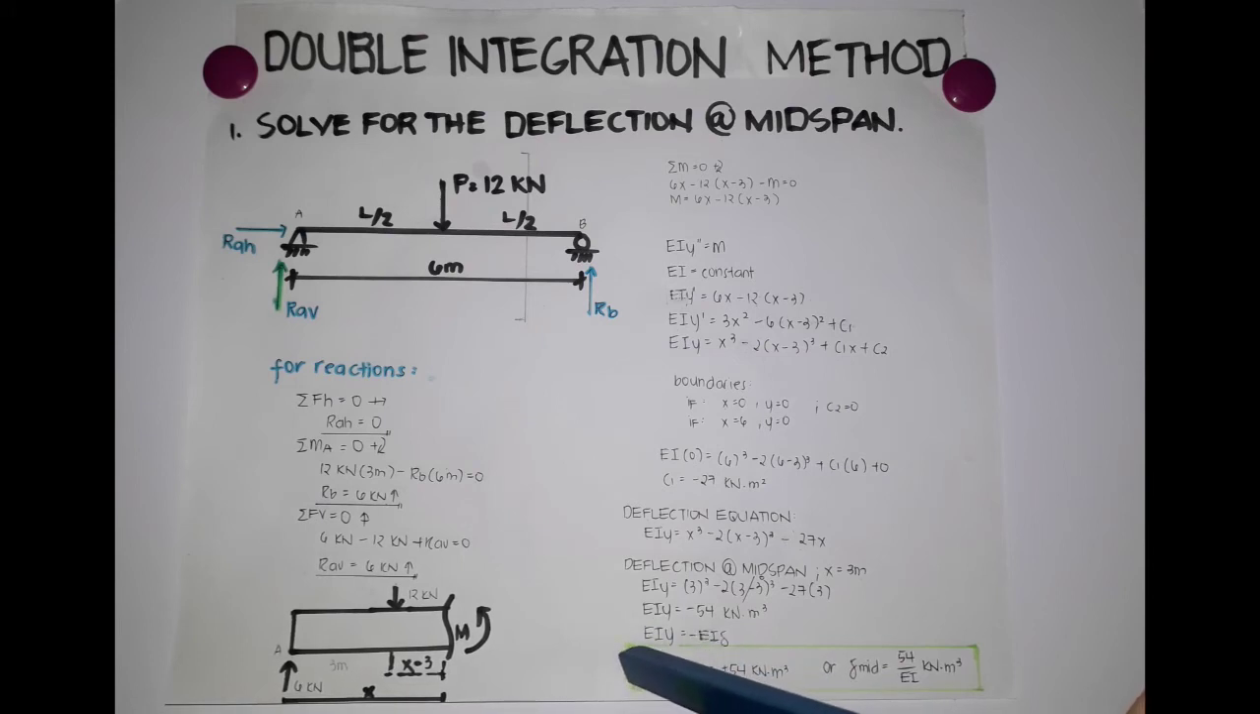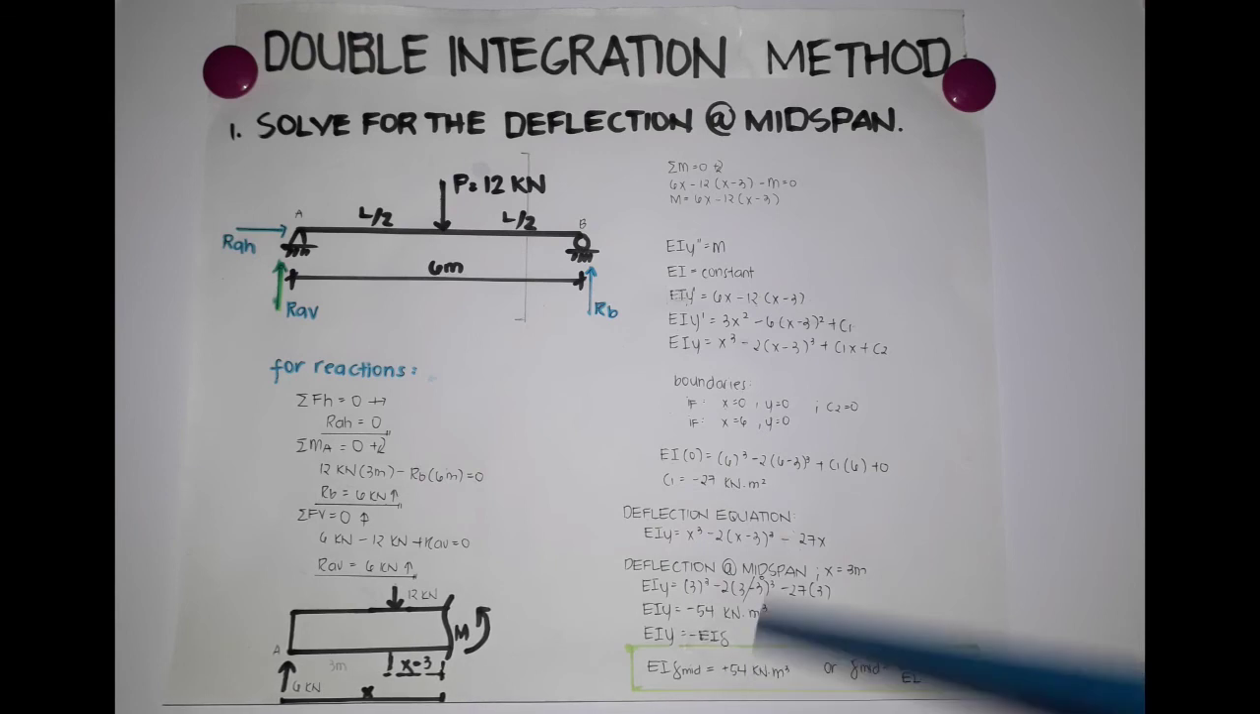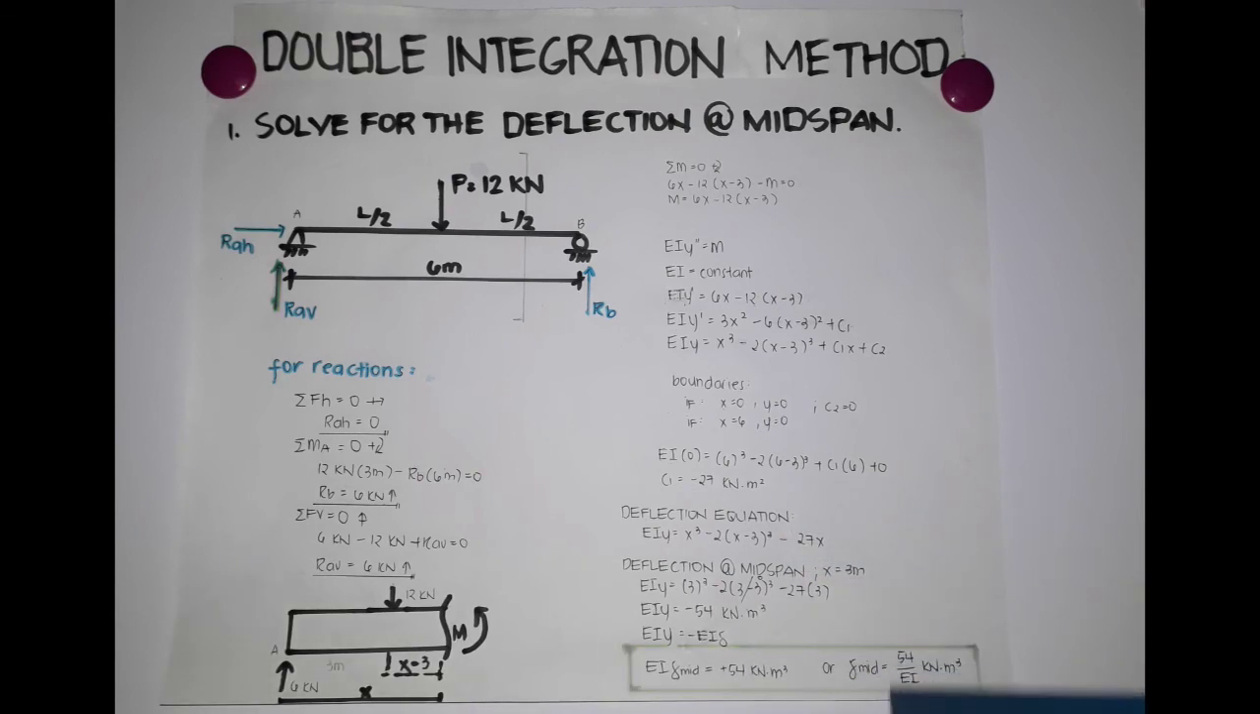And pag in-arrange natin, EIy is equal to negative EI deflection, magiging EI deflection at mid-span is equal to 54 kilonewton meter cube, or deflection at mid-span is equal to 54 over EI kilonewton meter cube.